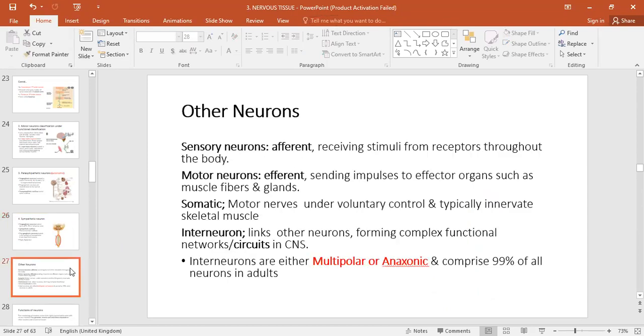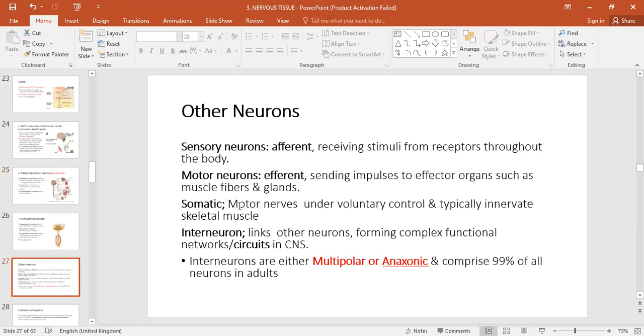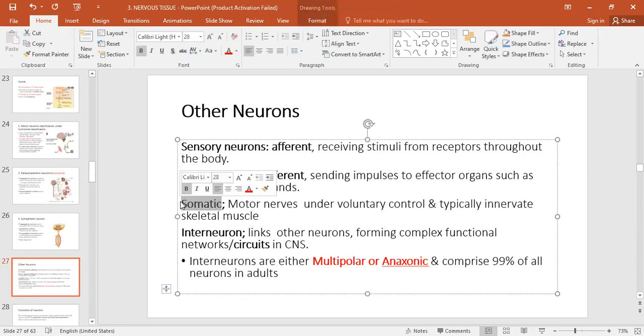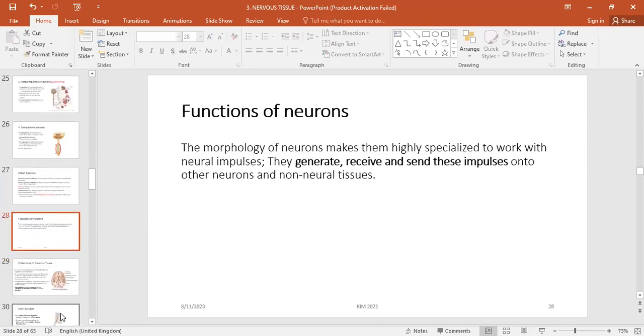Okay. Then other neurons now. We said autonomic is for unconscious control. Then voluntary control, we said, is somatic. These are neurons that control all voluntary actions in the body, mainly skeletal muscles. Okay, so that's all about classification of neurons.